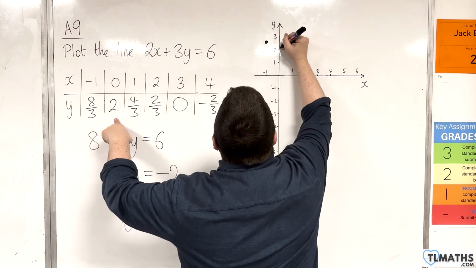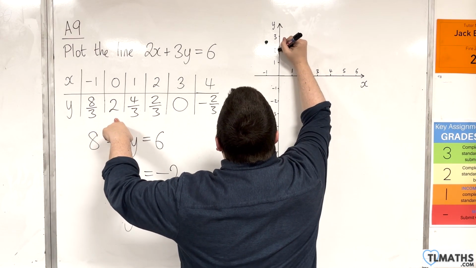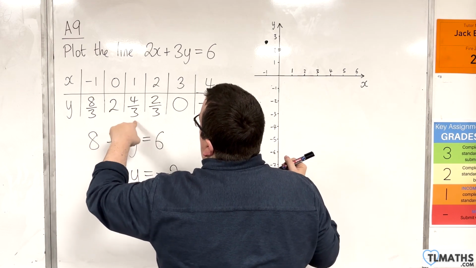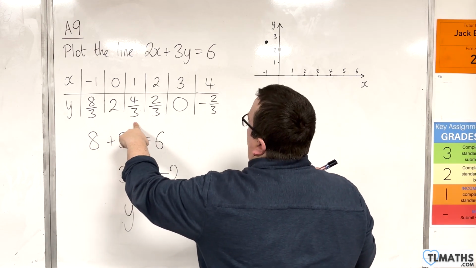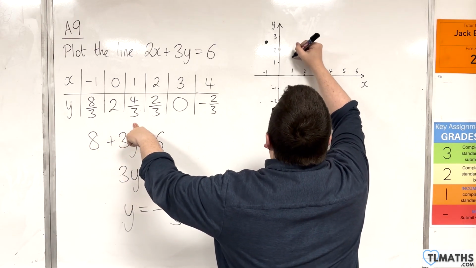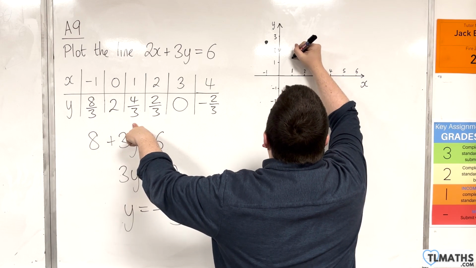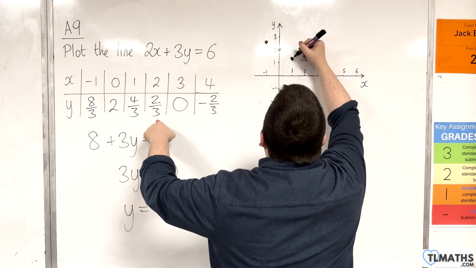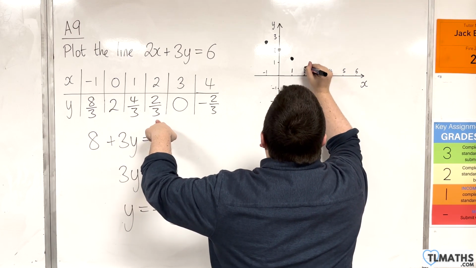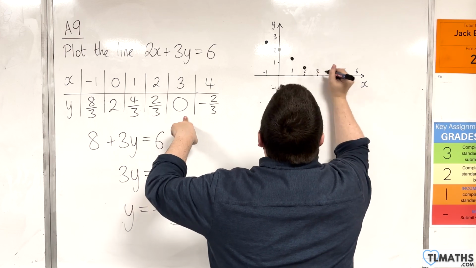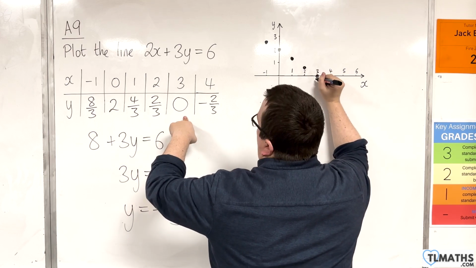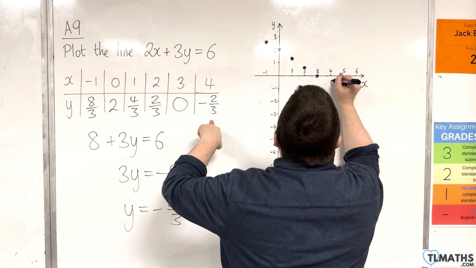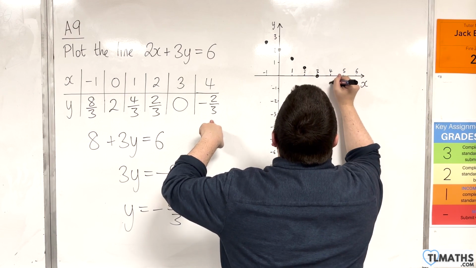Then we've got 0, 2. Right, that's fine. That's there. Then we're going to have 1, 4/3. So that's 1 and 1/3. So it's around about there. Then 2 and 2/3. So that's around about there. Then 3, 0. That's fine. And then 4, minus 2/3. So it's roughly there.